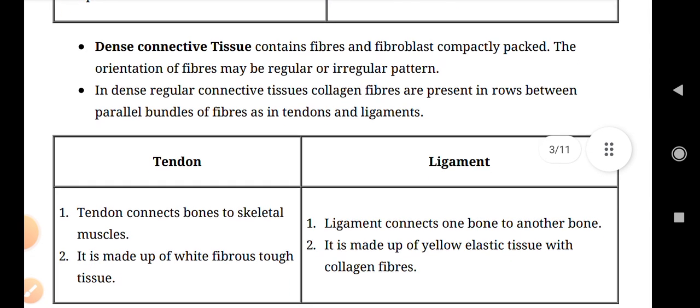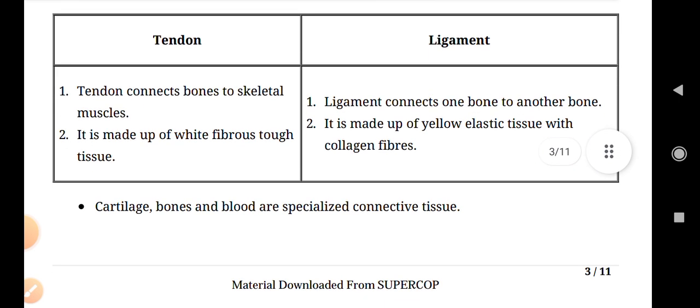Dense connective tissue contains fibers and fibroblasts compactly packed. Orientation of fibers may be regular or irregular. In dense regular connective tissues, collagen fibers are present in rows between parallel bundles of fibers, as in tendons and ligaments. Tendon connects bone to skeletal muscles. It is made up of white fibrous tissue, tough tissue. Ligament connects one bone to another bone. It is made up of yellow elastic tissue with collagen fiber.